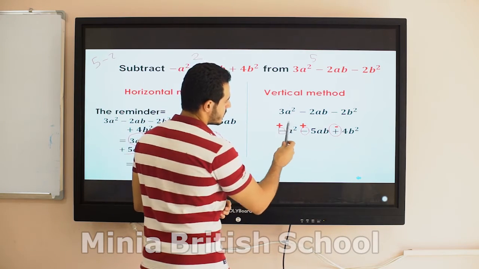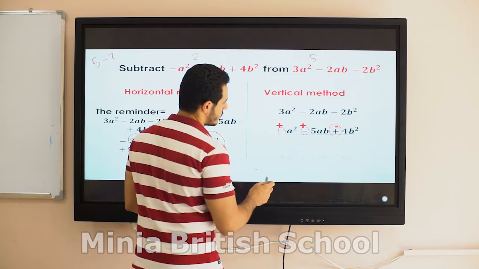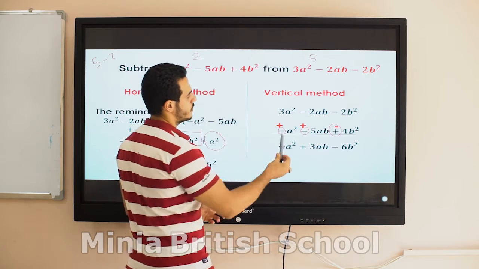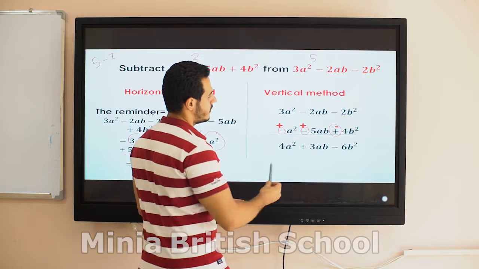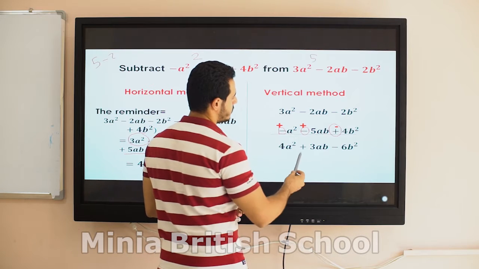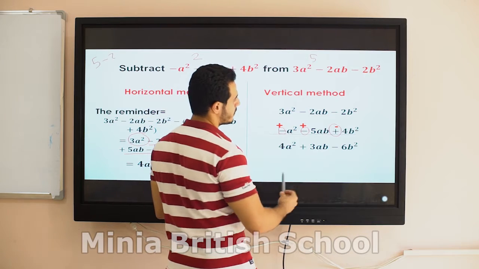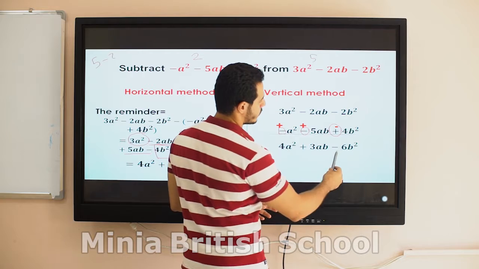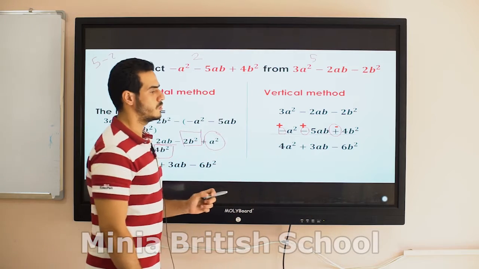3a power 2 plus a power 2 equals 4a power 2. Negative 2ab plus 5ab will be positive 3ab. Negative 2, negative 4 equal negative 6p power 2. Okay?